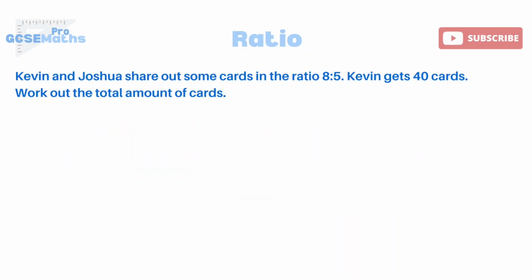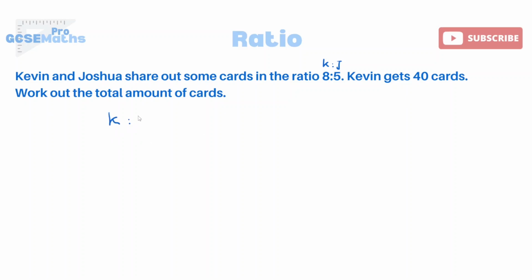So Kevin and Joshua share out some cards in the ratio 8:5. So that's obviously Kevin and then Joshua. Kevin gets 40 cards. Work out the total amount of cards. Okay, so this time we've not been asked one of the two sides. So for example, we've been given Kevin, we've not been asked for Joshua. Specifically, we've been just asked for the total of all the cards.